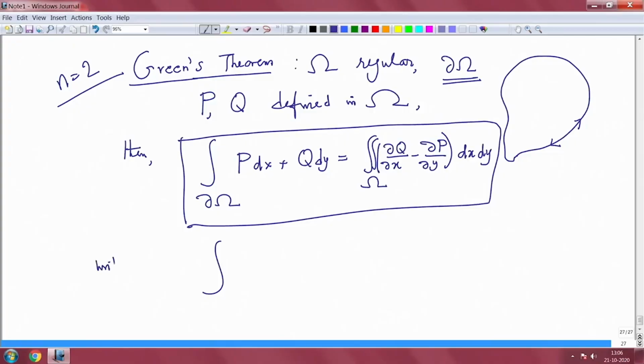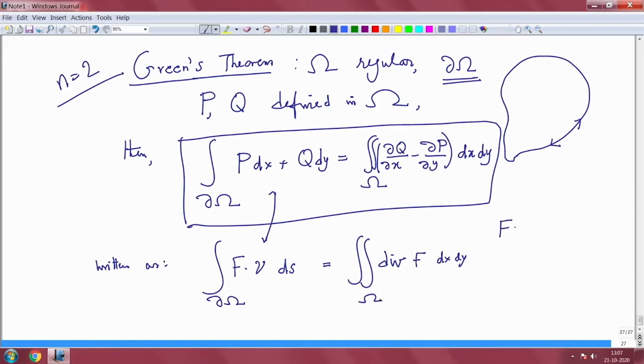Sometimes this is also written as, so these are all different forms, F dot ν, this is precisely the same, both are the same, because you are integrating ds over the boundary. So, it is a line integral, and this is equal to the divergence of F dx dy over the domain Ω. But what is your F? F is equal to (Q, −P), if you want. This is another way of writing it.